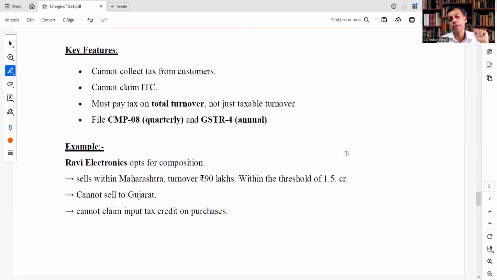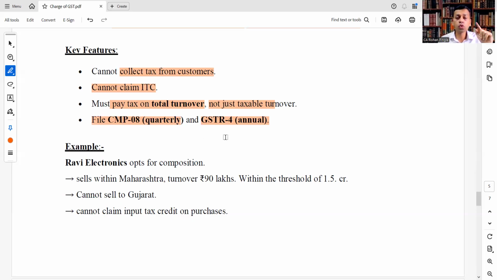Let's see key features of it. Key features of this composition scheme are: cannot collect tax from customers, cannot claim ITC, and must pay tax on total turnover, not just taxable turnover. And required to file CMP 08 quarterly and GSTR 4 annual. That is the key features of the composition scheme: cannot collect tax from customers, cannot claim ITC, must pay tax on total turnover, not just taxable turnover, file CMP 08 quarterly and GSTR 4 annual.